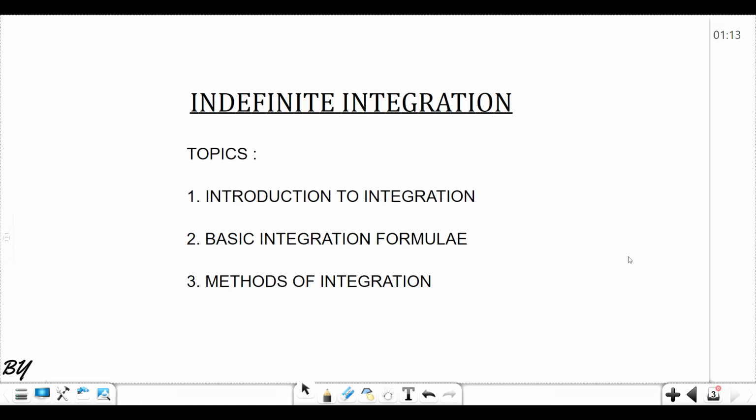The first topic that we are going to do is the introduction to integration. The second topic will be the basic integration formulas, and the third would be methods of integration. For this video we are going to discuss these three topics. Also we'll understand how we come across integration and why we need to do integration. I'll take you to the introduction part, where I'll explain some basic concepts of integration, like how it was introduced to mathematics.